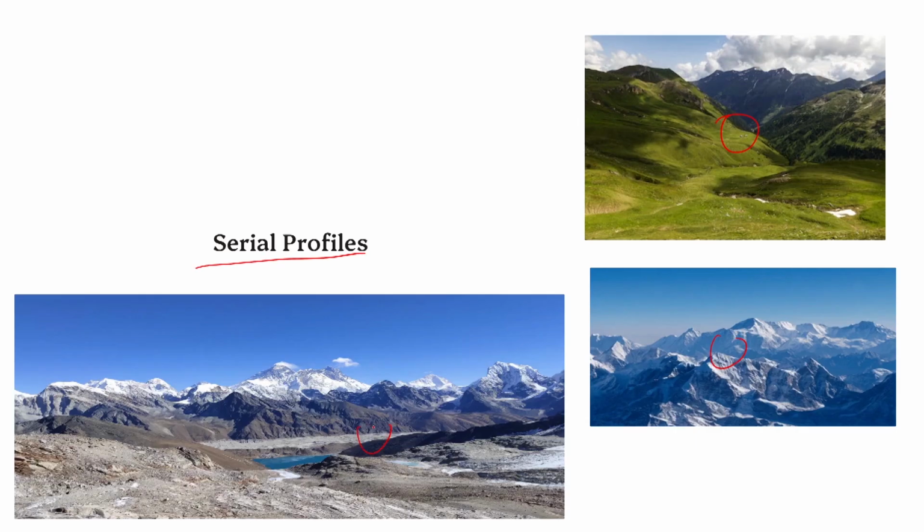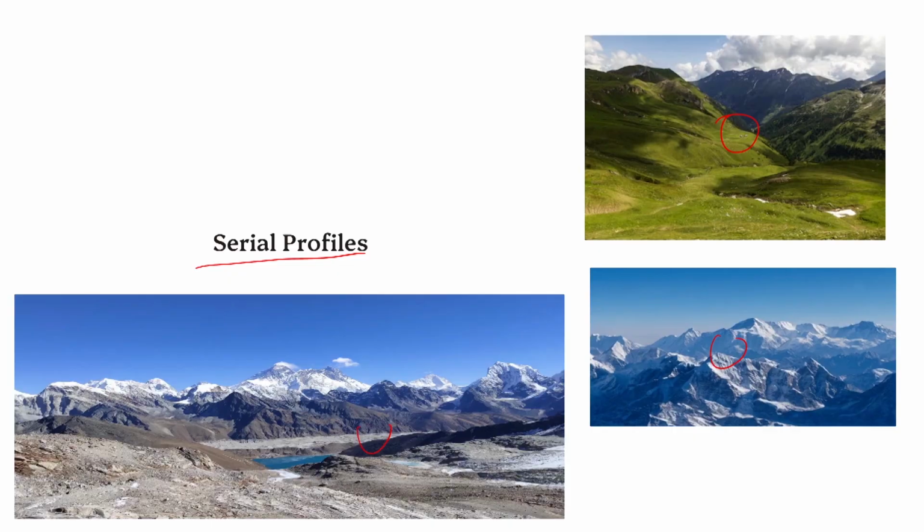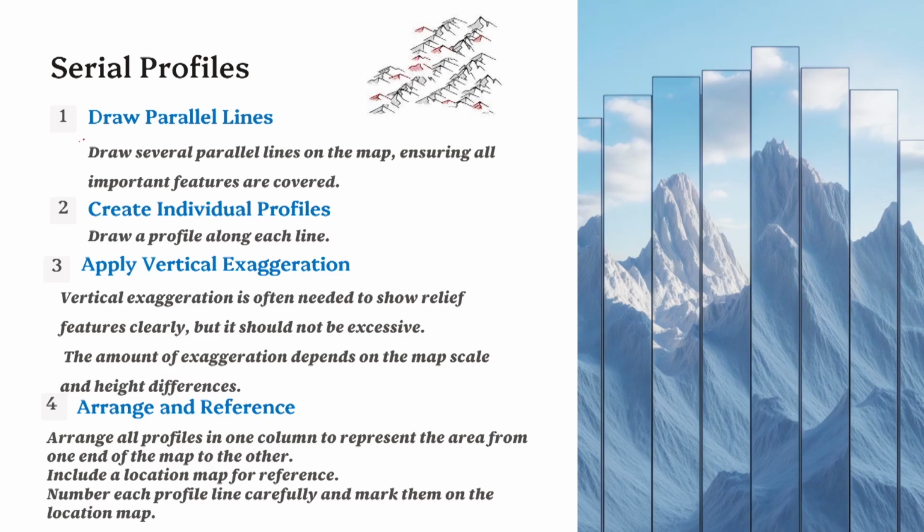So, when you cross these mountains, the chain of mountains is located one by one, either north to south or west to east. The serial profile draws parallel lines. How to draw a serial profile? Draw several parallel lines on the map, ensuring all important features are covered. So, the parallel lines you make show what elevation is covered from one area. Create an interval profile, draw a profile along each line, apply vertical exaggeration. What is the height of that area, what is the minimum height and maximum height, that you can also represent.